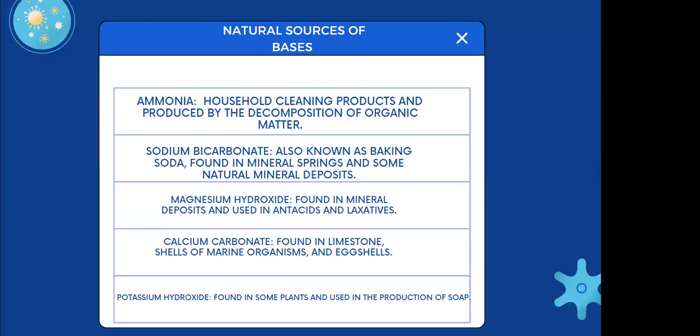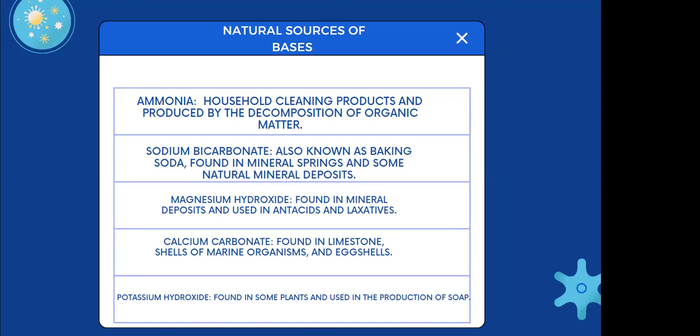Okay, next, some natural sources of bases. Number one is ammonia, which is used in cleaning products or comes from the decomposition of matter. We have so many times heard that somewhere decomposition of matter was taking place and a gas was getting evolved. Ammonia is one of the components. Next is sodium bicarbonate, which is also known as baking soda. Each one of you has it in your kitchen. It is found in mineral springs and some natural mineral deposits. Again, mineral deposits came up here, and they can correlate to social science using maps where the mineral deposits are present in the world. So it can be interdisciplinary work also.